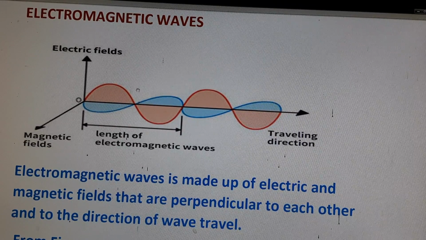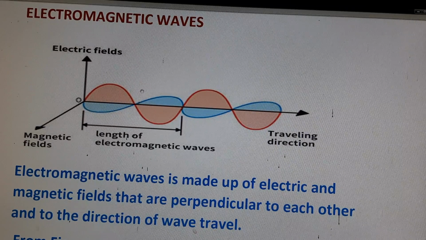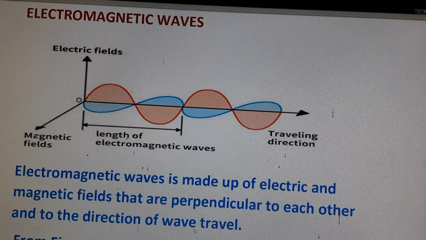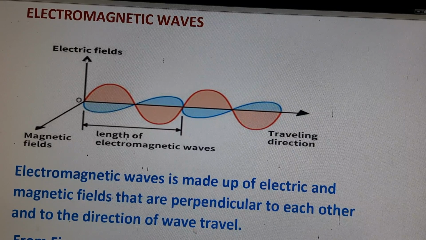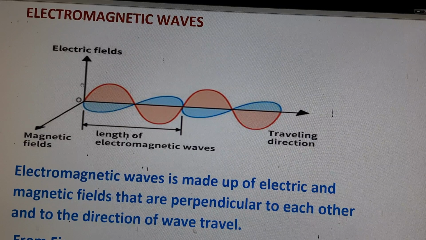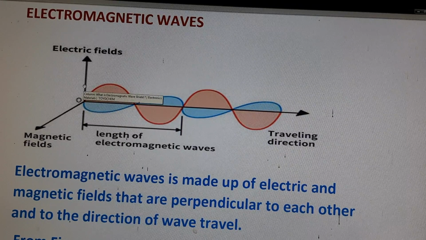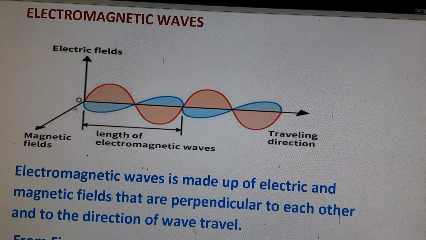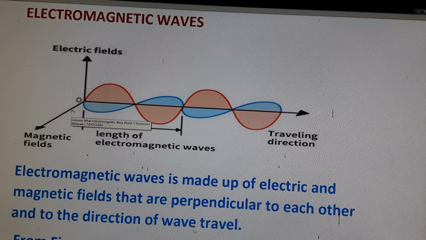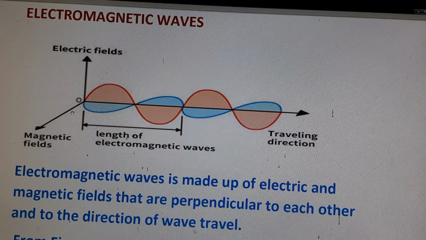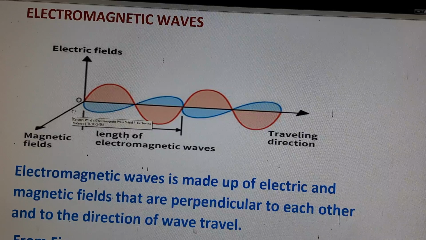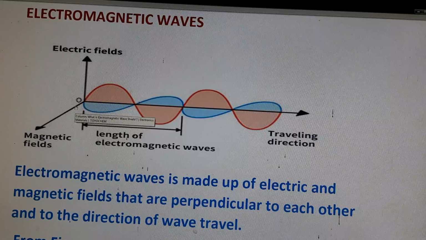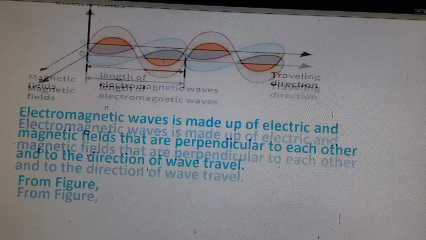Let us see this figure. We can observe a three-dimensional plane. Suppose we take the x axis, y axis and z axis. Along the y axis we apply the electric field, and along the z axis we take the magnetic field. Both fields are mutually perpendicular. When the electric field and magnetic field combine, they produce the electromagnetic wave. The wave travels perpendicular to both the electric field and the magnetic field, along the x axis.